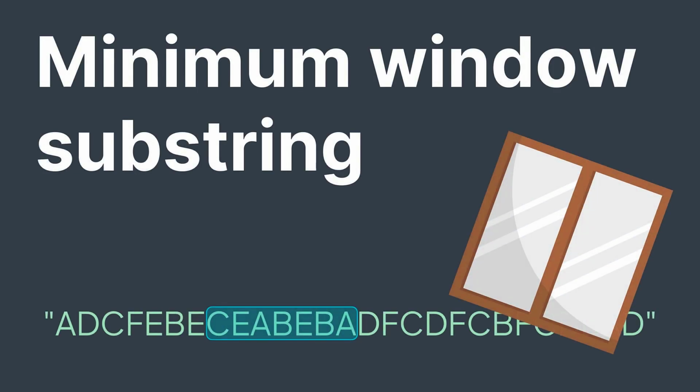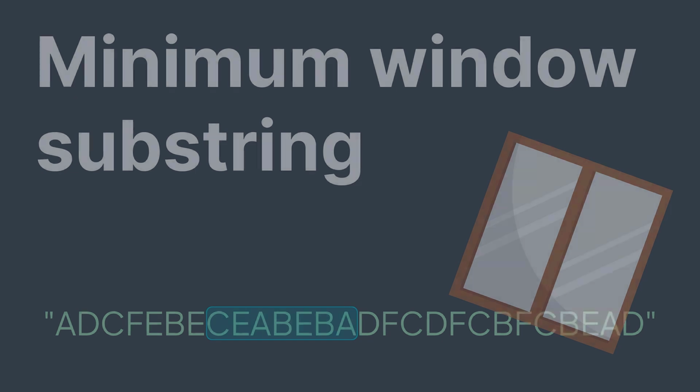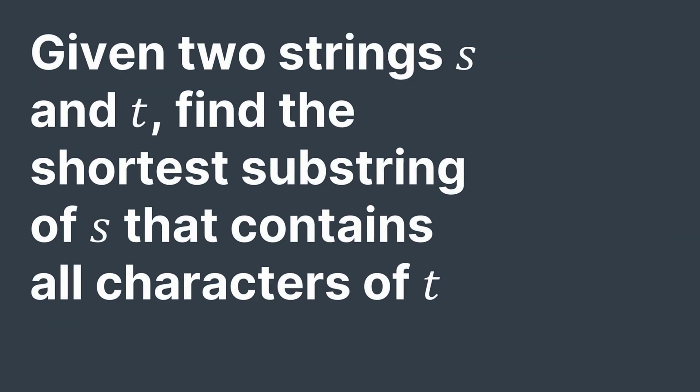Welcome back to the course. In this lecture, we will solve the minimum window substring problem. We have two strings s and t, and we are asked to find the shortest substring of s that contains all characters of t. If such a substring doesn't exist, return the empty string.